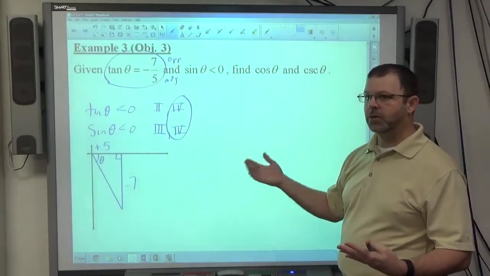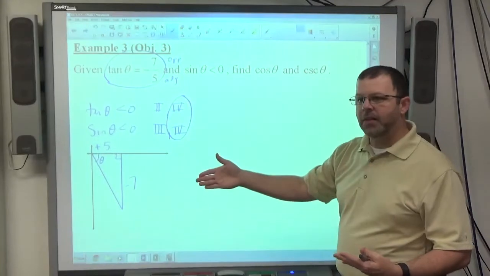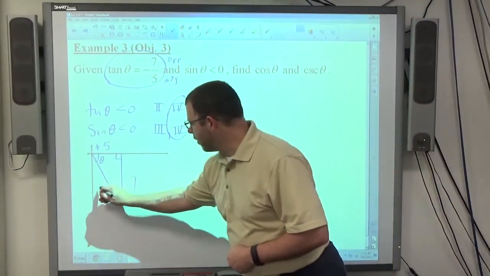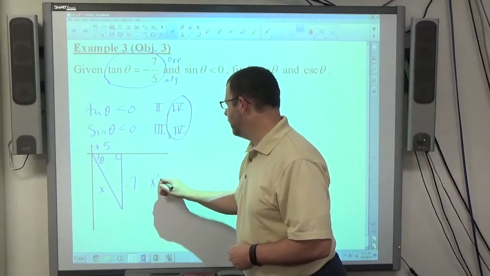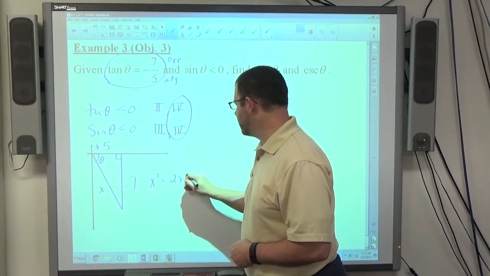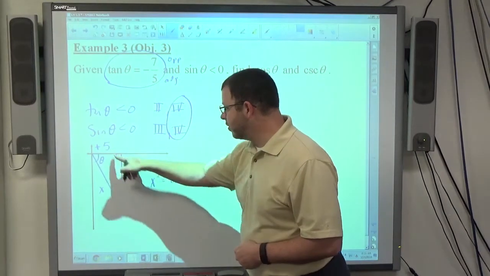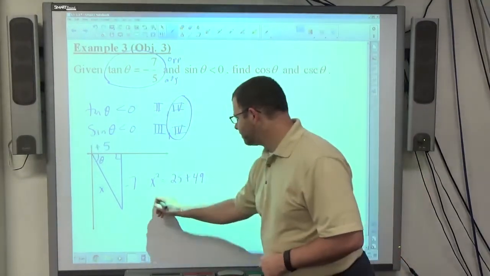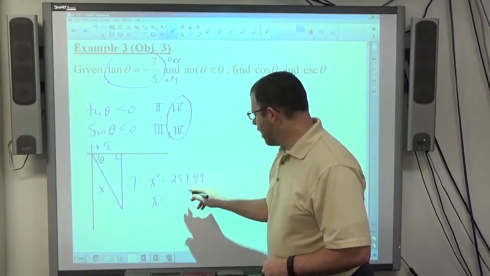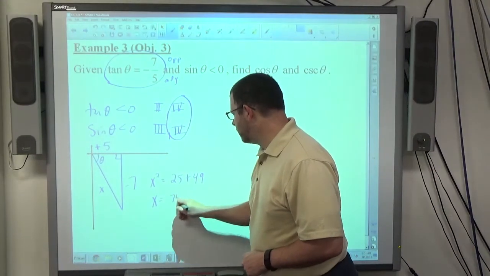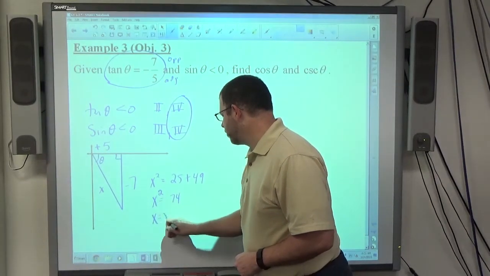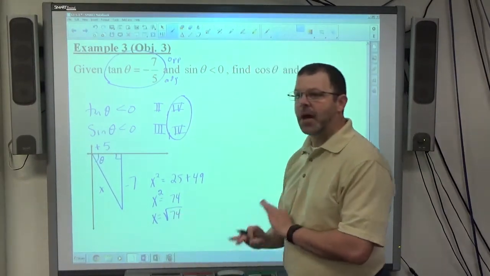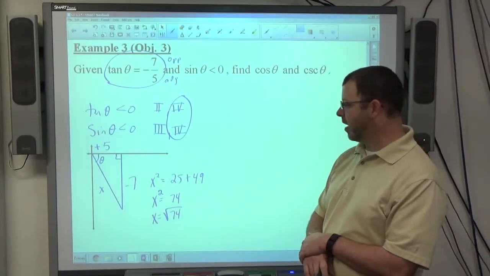We have a right triangle, okay? We need to find the hypotenuse, so let's just call the hypotenuse x again. x squared is equal to 5 squared plus 7 squared. And again, notice, even though this is negative, this is positive, when you square, they're always positive. 25 and 49 make 74. So x is going to equal the square root of 74. And again, the hypotenuse is always positive, never negative.